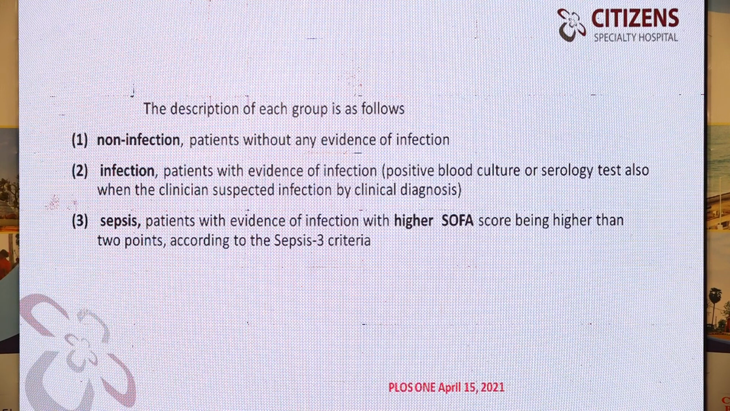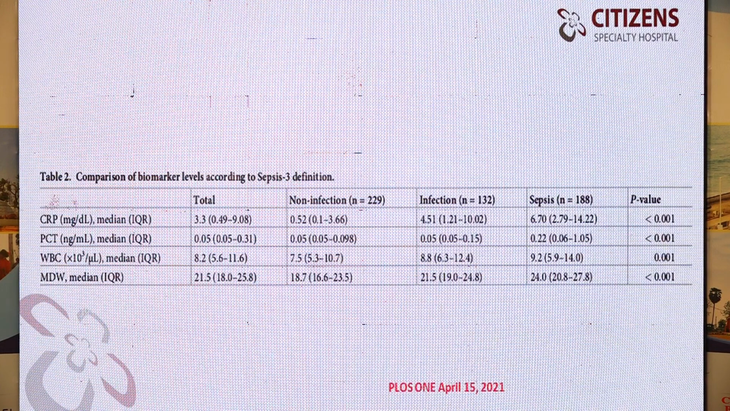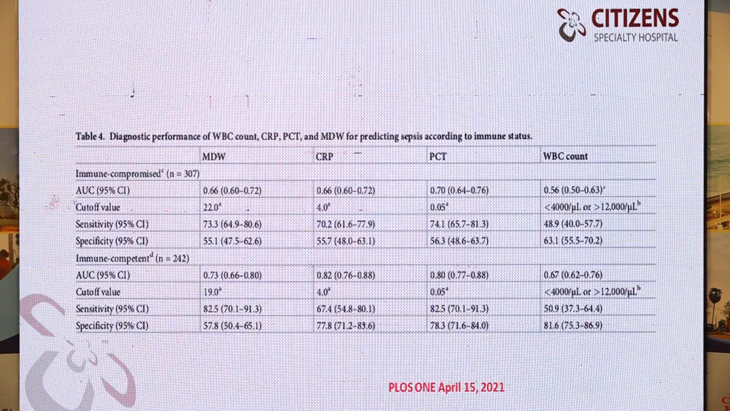They said that patients having an infection with a high SOFA. So they found that in patients with biomarker levels, whether CRP, PCT, WBC, or MDW, when compared across non-infection, infection, and sepsis, all are significant and levels have increased. You were able to differentiate these patients.